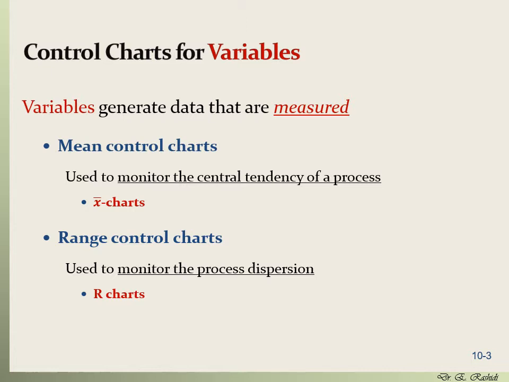One is the mean control chart, which is used to monitor the central tendency of a process. So it's going to use the statistical sampling mean of this process. That's why it's shown as an X bar chart, because you represent the sample statistic with X bar. And the range control chart, which is used to monitor the process dispersion, or the process scatteredness. These are shown as R charts. So we're going to learn about these two control charts for variables.